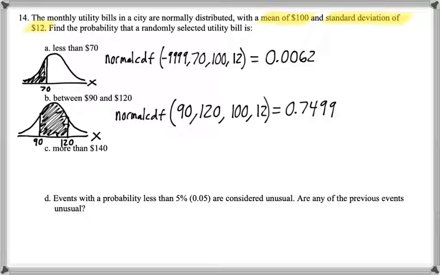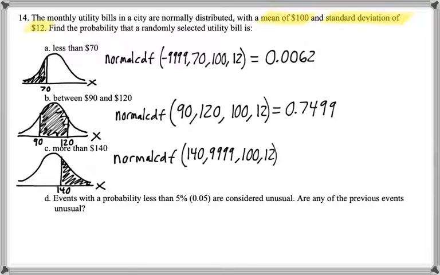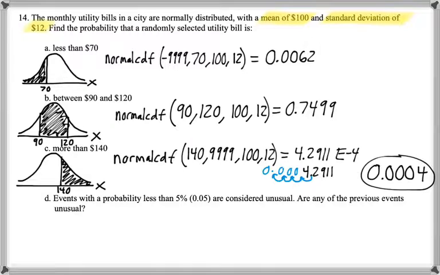Part C is more than $140, so that looks like this. We would type normal CDF, the left bound is 140, the right bound is infinity. We type the mean and standard deviation, and we get 4.2911 e negative 4. So what that means is we need to move the decimal place 4 places to the left. So our final answer would be 0.0004.